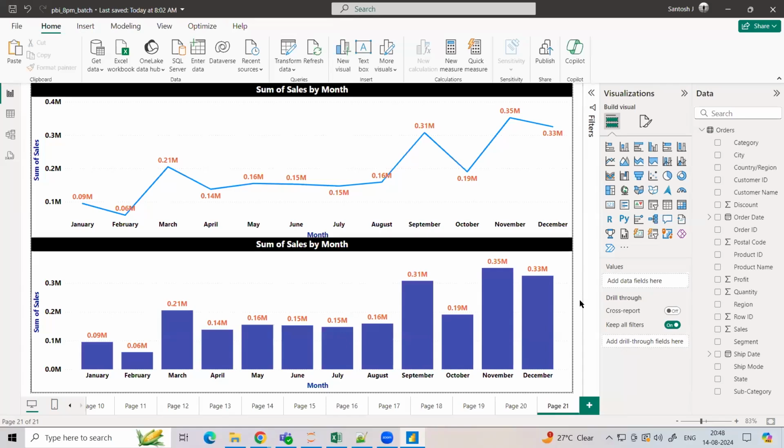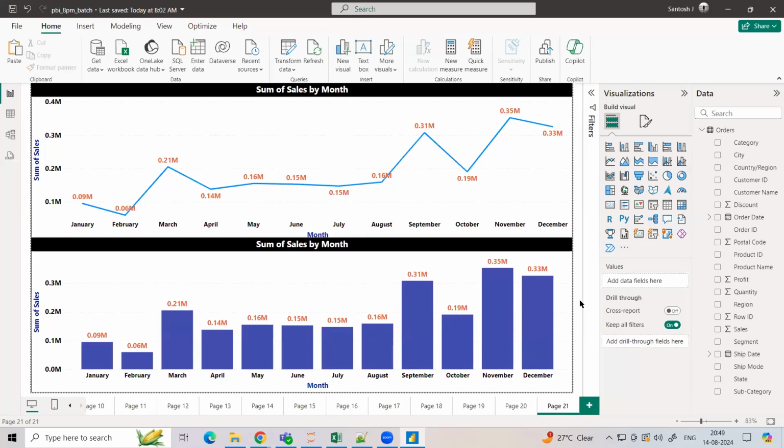Both are readable. But which chart is very good for finding the trend? How sales are improving? Which one? Line chart or column chart? Line chart. Line chart.